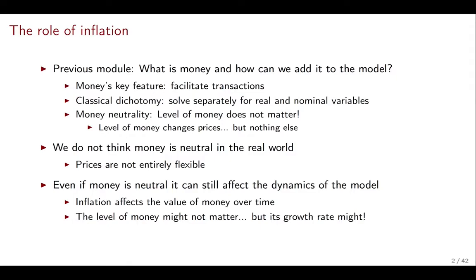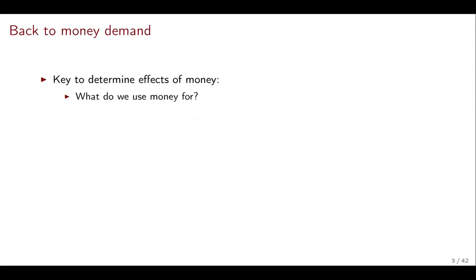It's not about the static equilibrium of the model, it's about the dynamics, how you go from one period to the next. That's because inflation affects the value of money over time. And so the level of money might not matter, but its growth rate might, because the growth rate of money is going to be deeply related to the level of inflation. And if inflation is noxious for the economy, then we're going to be able to draw conclusions about how much we should have the money supply grow. So that's the context of where we're going with this.